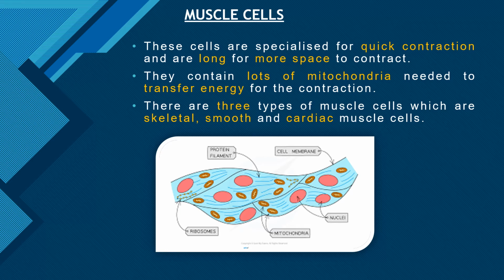And the skeletal muscle cells tend to be more cylindrical. So they tend to look a bit like this.